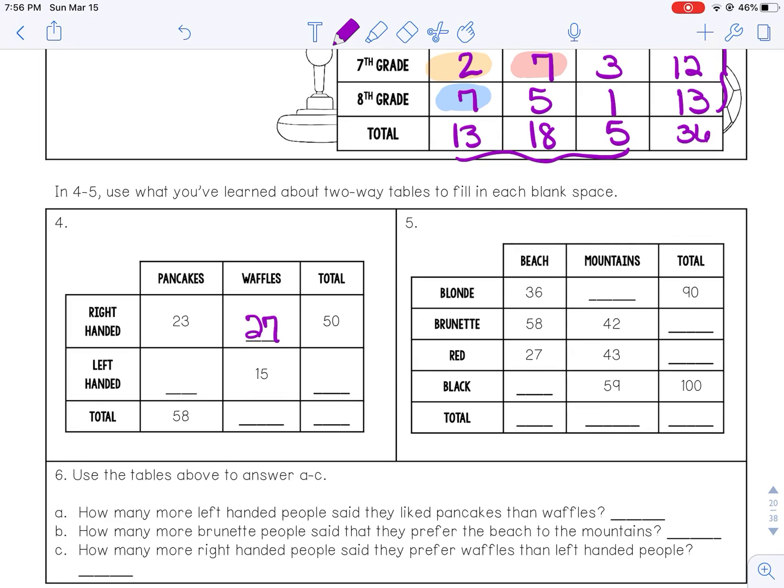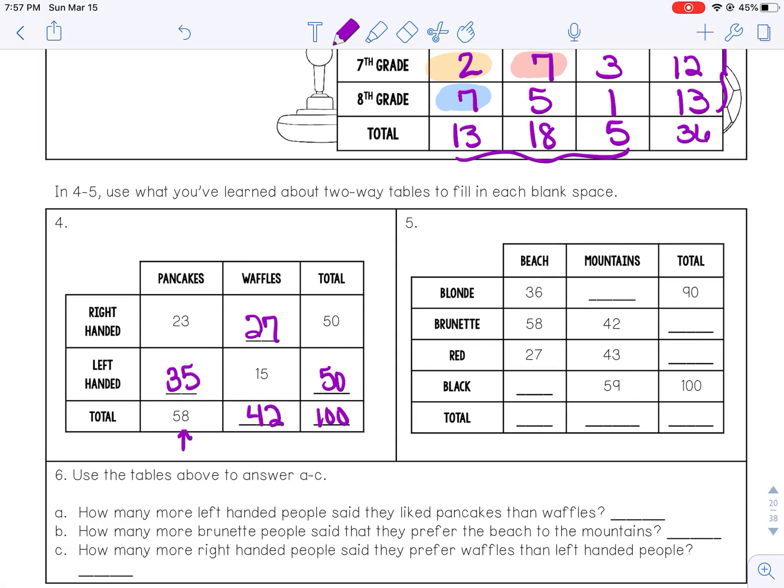Okay. I can't do the same thing on the next row. I can't take a total and subtract 15 to find out pancakes because I don't have that. But I do know how many total people prefer pancakes, and that was 58. So I can take 58 and subtract the 23 right-handers that prefer them, and that's going to give me 35 as an answer. Okay, how many people prefer waffles? Well, 27 plus 15 is going to give me 42. Okay, and let's see, left-handed people, 35 prefer pancakes, waffles, 15. So how many lefties were asked? 50. So again, my totals on each side, whether it's the column or the row, should equal 100.